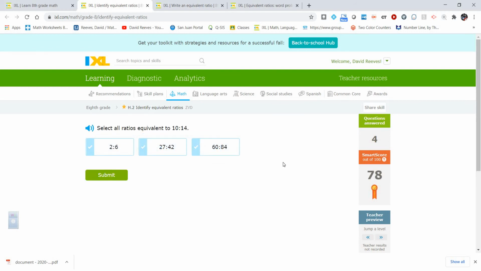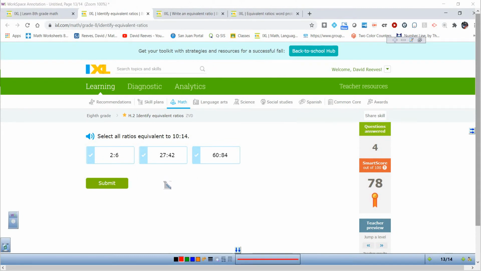Select all the ratios that are equivalent to 10 to 14. Again, if I have 10 to 14, if I have 2 to 6, if I have 27 to 42, and I have 60 to 84, and I want to know if they are equivalent or not, there are several ways we can do it. Again, I encourage you to use some mental math and just some logical reasoning. Do you see on this one, the second number is 3 times as big? Is 10 times 3 equal to 14? It's not going to be, right? So this one is clearly no.